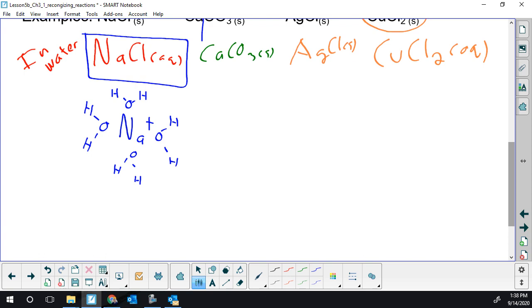And I'm doing a 2D projection. In 3 dimensions, there'd be a water in front and there'd be a water behind the board. So we got a sodium ion surrounded by water. And we're going to have chloride ions, one of them at a time, and this is going to have the H side of water next to it, because that's the positive side of water.